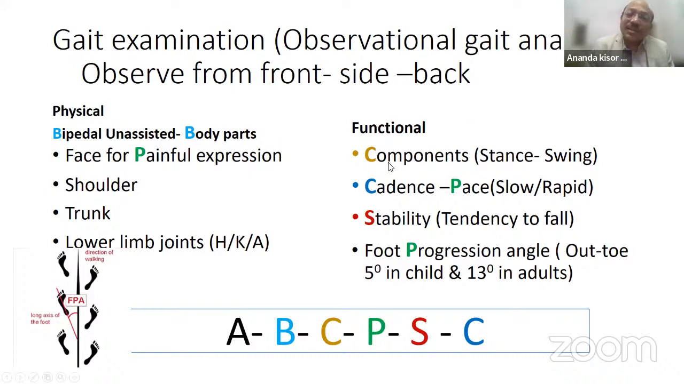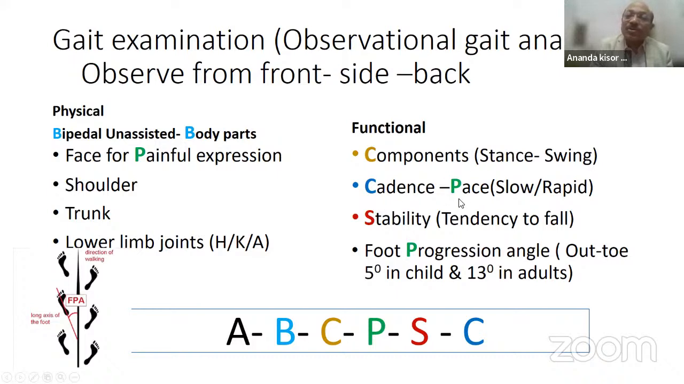Now, the functional basically is the components. You have to see the components, stance and swing phase. I already told stance phase should be more than the swing phase. If the stance phase is less than the swing phase, it is very abnormal. So you need not remember what is 60, 40, everything. You have to remember the stance phase should be more than the swing phase. This is most important.